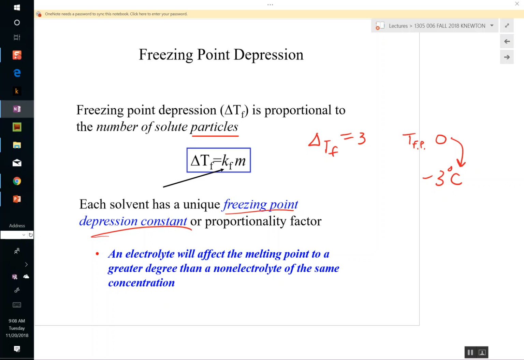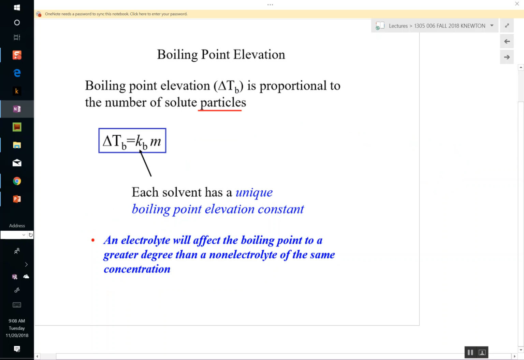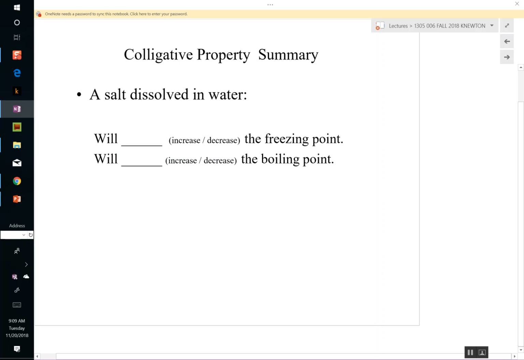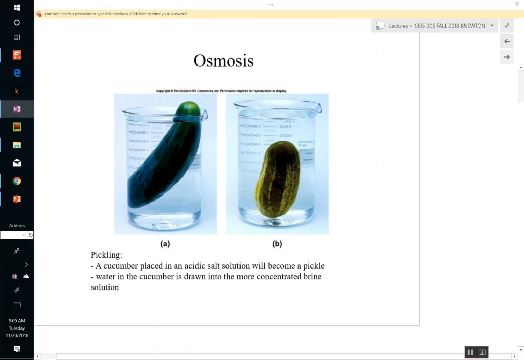So here's the one for boiling point elevation. Delta T boiling point elevation is another boiling point elevation constant times the concentration of particles. Okay, let's answer this question. A salt dissolved in water will do what to the freezing point? A salt dissolved in water will do what to the boiling point? Increase.